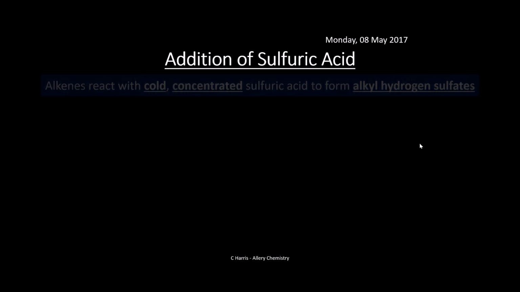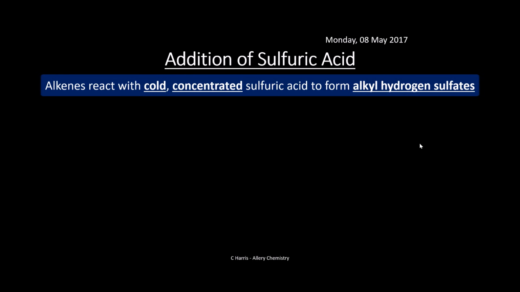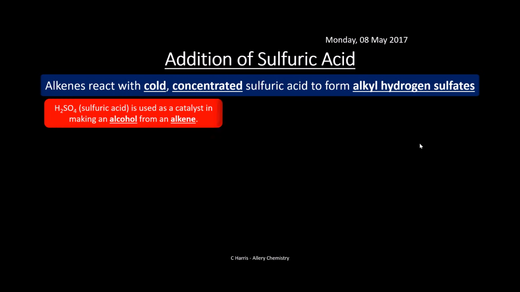Okay, so let's look at another example. We've looked at bromine, we've looked at hydrogen bromide. Now we're going to add another molecule, and this is sulfuric acid. Alkenes react with cold, concentrated sulfuric acid, and they form alkyl hydrogen sulfates. This is quite a big molecule, so you've got to be ready for this one.